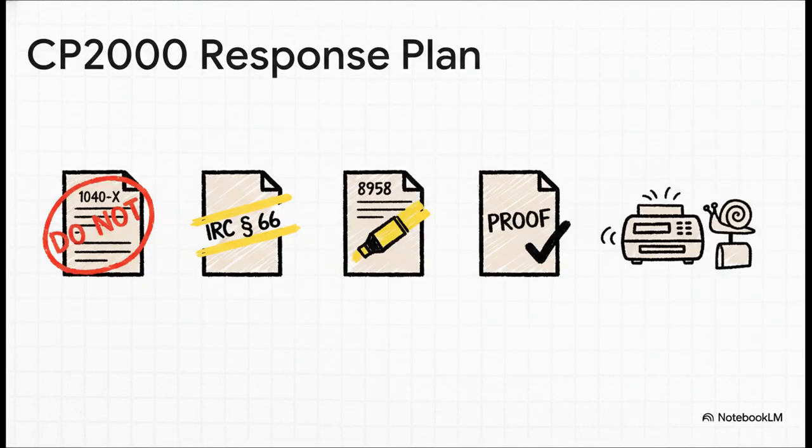Okay, so when that inevitable notice hits your desk, this is your immediate action plan. Number 1, and this is the most important, do not amend the return. Amending implies you made a mistake. Instead, you send a response package. It should have a clear cover letter that cites IRC Section 66, a fresh, highlighted copy of the Form 8958, and proof, like a redacted copy of the spouse's return, that the income was actually reported. And a pro tip, always fax it. Mail can get lost in the shuffle for months.